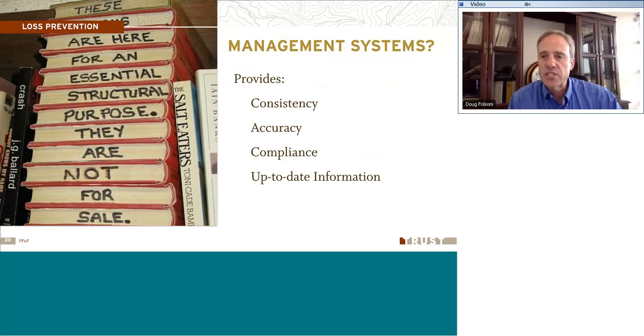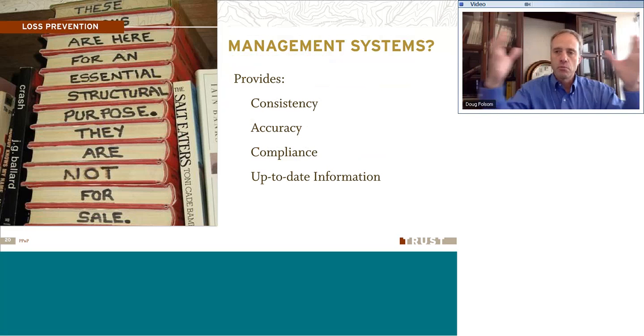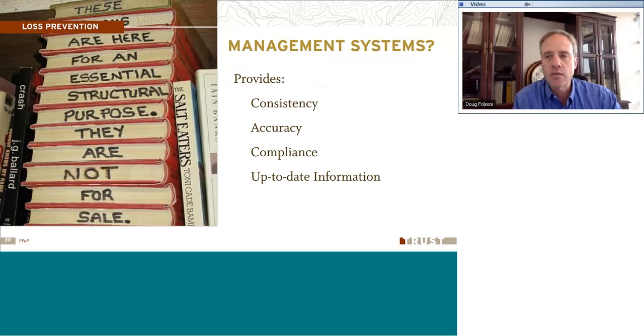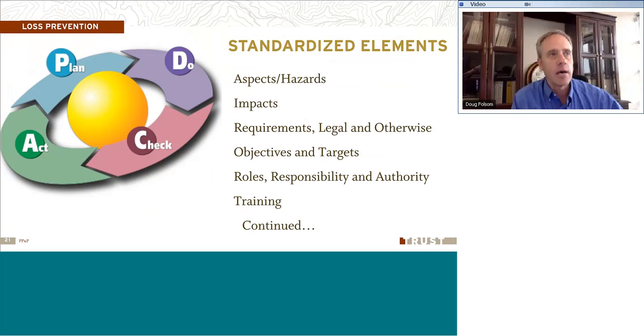A management system, whether you adopt a formal management system or whether you put into place your own management system, needs to provide consistency to how we operate, to how we get things done. Also, there needs to be accuracy in there so that we can verify how we're doing, and if we're doing things right, if we're compliant with laws, if the information that we have in there is up to date.